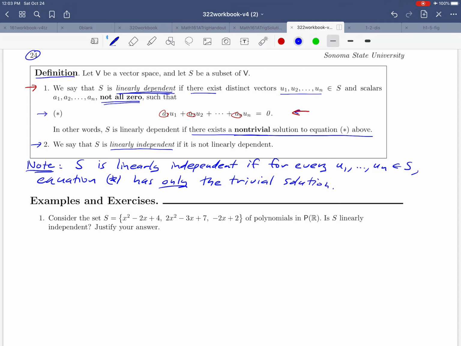Okay, so there's our definitions. And we will spend the rest of this section playing with those, seeing if we can come up with ways of demonstrating that sets are linearly dependent or independent, and then talk a little bit about some theorems that relate to these definitions.